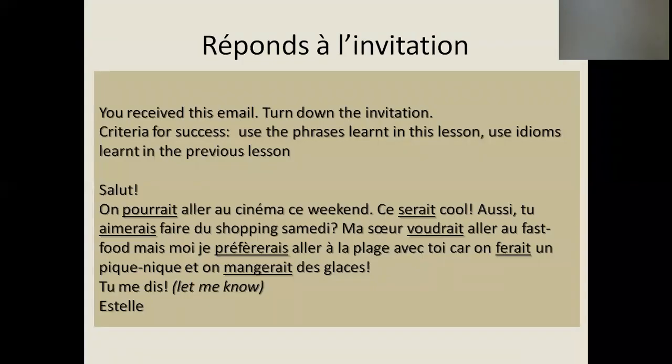Now we are going to do a writing task. Remember, in last lesson, you wrote an email to write down an invitation to a friend. Now imagine that you receive this invitation and you have to turn it down. So you'll need to write a little paragraph to answer this invitation. So you received this email, turn down the invitation. Criteria for success: use the phrases learned in this lesson from the start of this lesson.